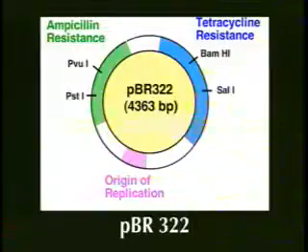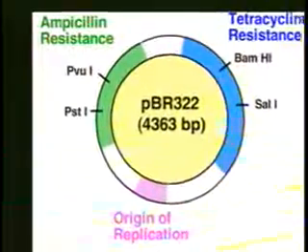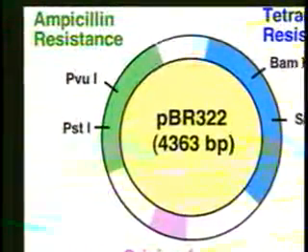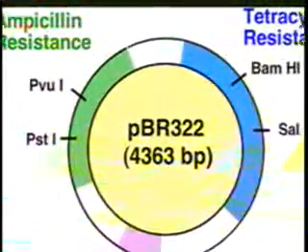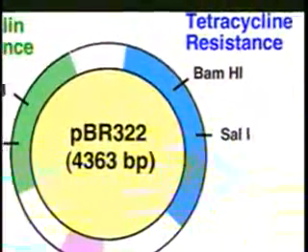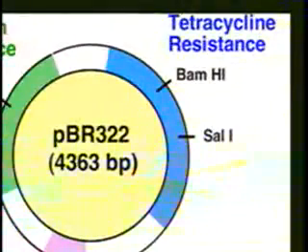pBR322 contains two antibiotic resistance genes. One is the ampicillin resistance gene, coding for a beta-lactamase, which modifies ampicillin into a form that is non-toxic to E. coli. And the other is the tetracycline resistance gene, which is a set of genes coding for enzymes that detoxify tetracycline. The complete nucleotide sequence of pBR322 has been determined.